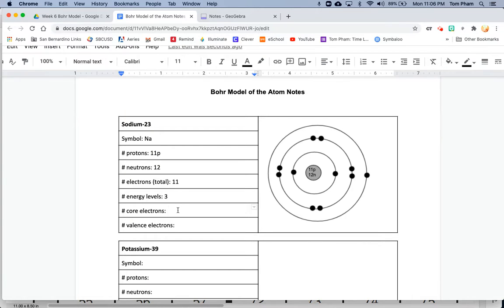The number of core electrons, the core electrons are the electrons located on the inside. The outermost energy level is called my valence. Everything else on the inside is the core. So if I count the number of electrons on the inside, that would be 1, 2, plus these 8 here, for a total of 10. The number of valence electrons would be the number of electrons in the outermost energy level, and in this case I only have one valence electron, so that would be 1. So there you have it. That's how you draw the Bohr model for the sodium-23 atom using GeoGebra.